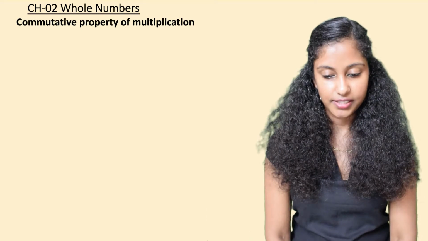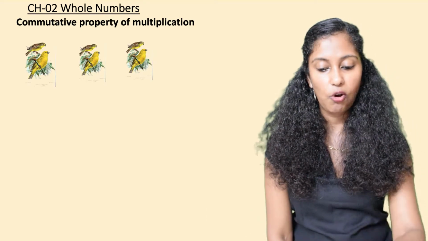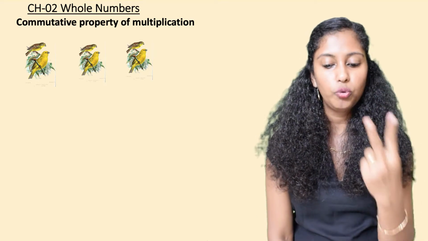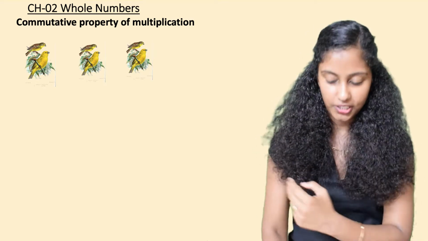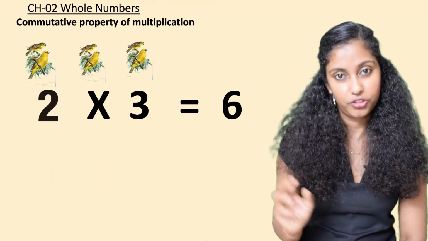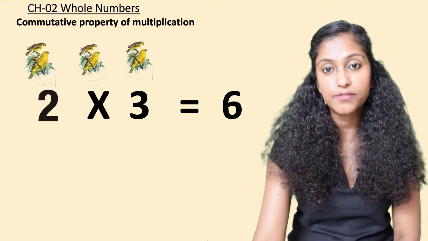So here we can see, in the commutative property of multiplication, in all the three pictures, there are two parrots, or two birds, each. So altogether there are three pictures in which there are two birds each. So 2 multiplied by 3 gives 6.